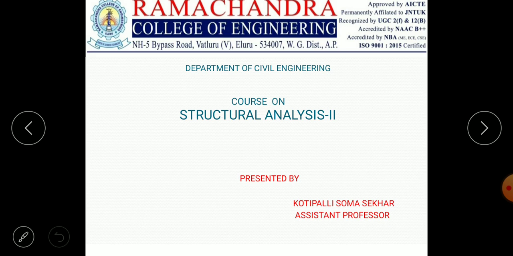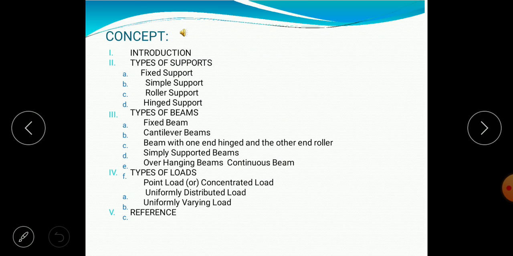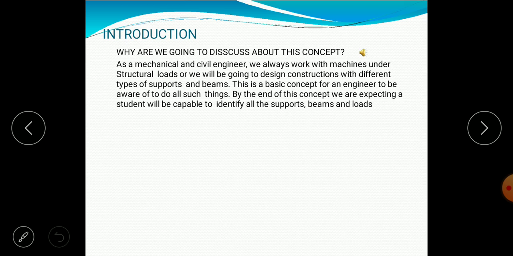Today I am going to deliver a lecture on Structural Analysis 2, which is a civil engineering course in the 2-1 semester. Before going to discuss this, let us discuss the introduction of this subject. Today our module discusses the introduction of structural analysis 2, types of supports, types of beams, types of loads, and various references for this data to get through. So let us discuss the introduction.